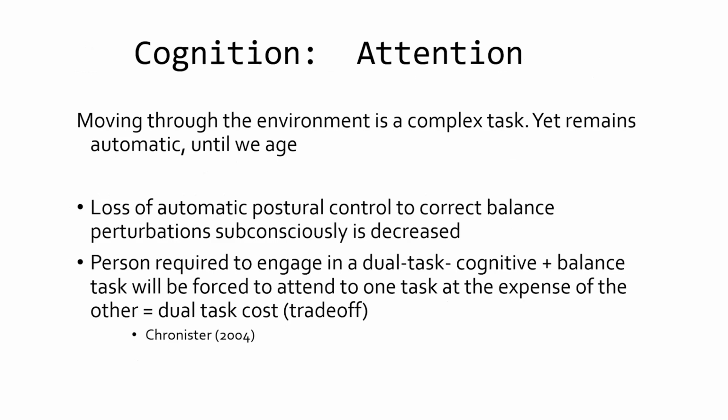So other things to keep in mind are cognition and attention. Moving through the environment is a complex task, and our automatic reactions decline as we age. So there is a loss of automatic postural control to correct balance as one ages. And then if we add a task, they're thinking about their balance and doing a cognitive or physical task, or transitional motions or sequencing.